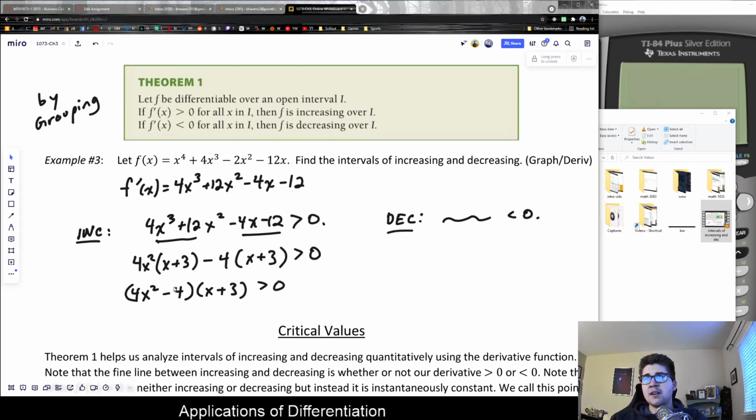And actually from here, this has a common factor of 4, so I could factor that out as well. If I pull out 4 from there, that would leave me 4 times x squared minus 1. Also, you might recognize x squared minus 1 is called the difference of squares. That can also be factored as x plus 1 times x minus 1.